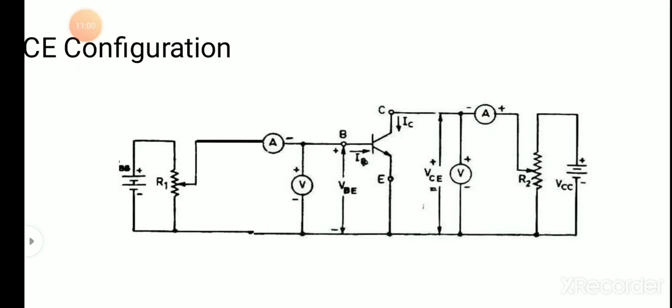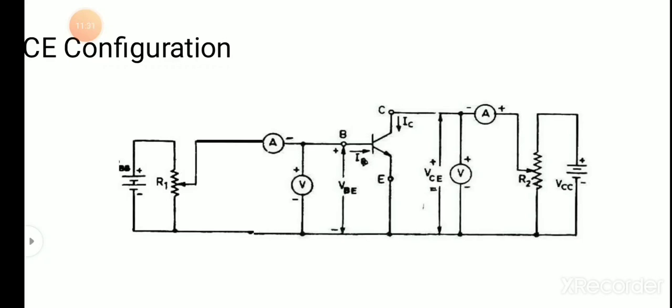First we put IB at 0. After that, one cycle of readings is measured at the output side. Then we increase the IB value, say by 2 microamps or 2 milliamps, and again one cycle of readings is measured. After that, we again increase the IB value. So this IB should be kept constant.